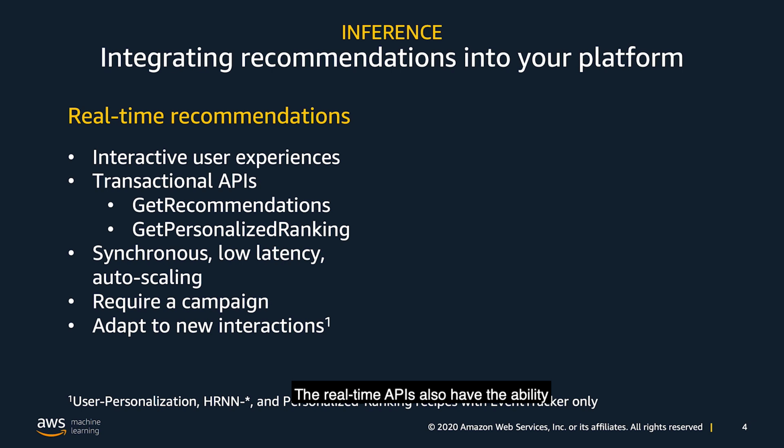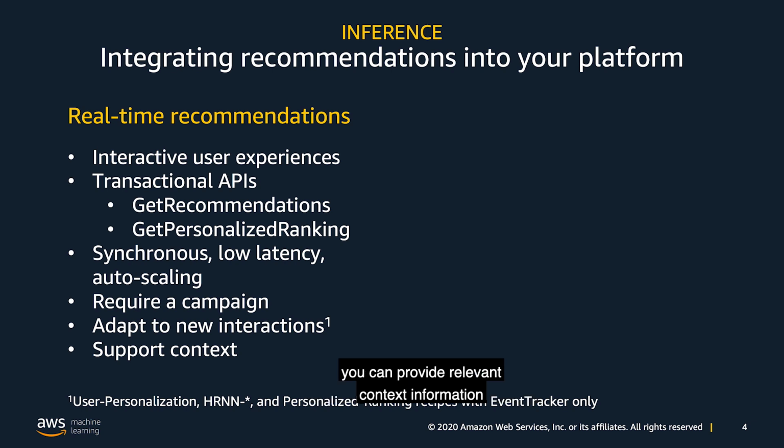The real-time APIs also have the ability to adapt recommendations to meet your users' changing interests and intent. This is only supported for the User-Personalization, Personalized-Ranking, and the legacy HRNN recipes, and you must stream new interactions into an event tracker to enable this behavior. In cases where the current context of the user influences their behavior, you can provide relevant context information in your API call to help Personalize make even more relevant recommendations. For example, if your users engage with content differently, say when they're using your mobile app versus your desktop app, you can provide the user's current device as context. We'll talk more about event trackers in a moment.